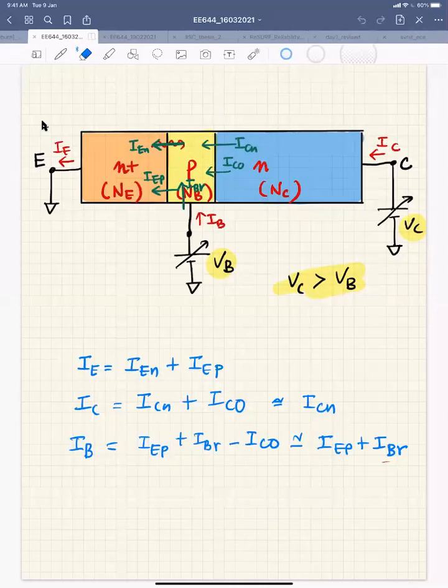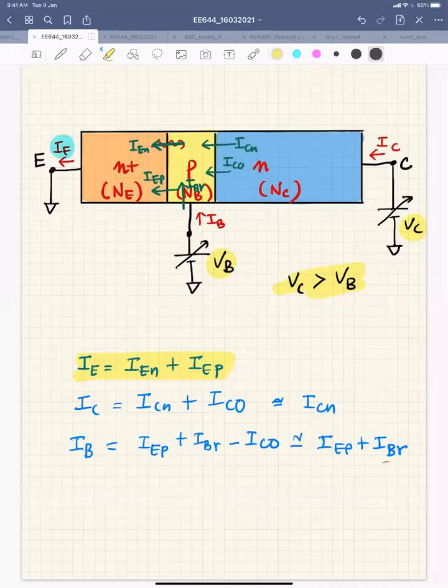So if you look at the current components, if you look at the emitter, the emitter has two components. One is because of electrons and one is because of holes. So you could write IE is IN plus IP. IN is because of electron injection from N to P, and IP is because of hole injection from P to N, because your base emitter junction is forward biased.